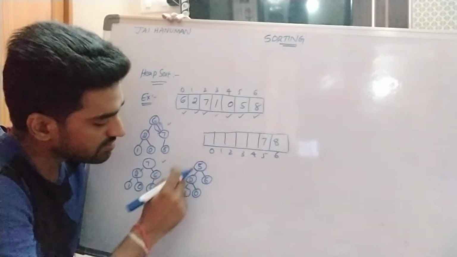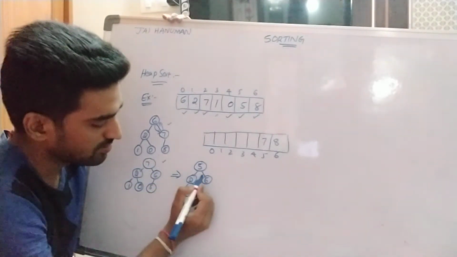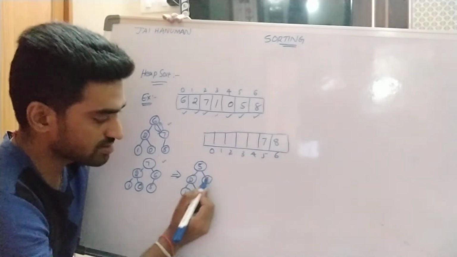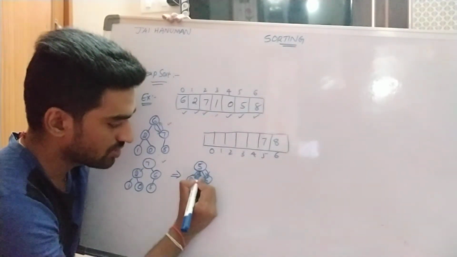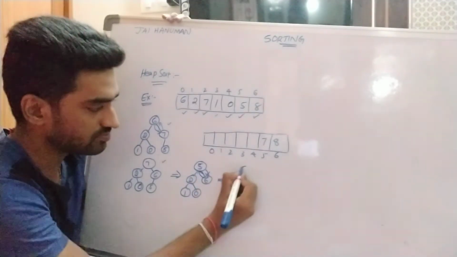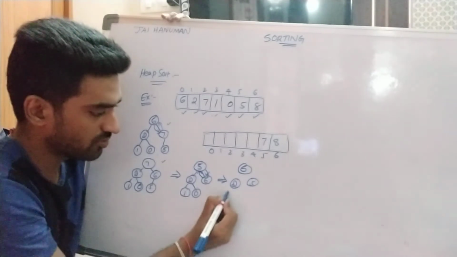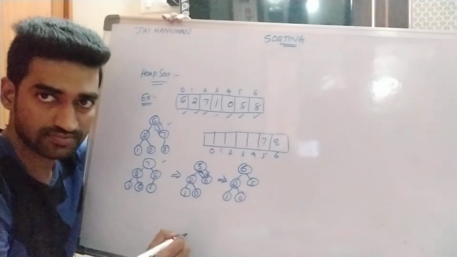Now check whether this tree satisfies the max heap tree property or not. So here what are the children nodes for node 5? 2, 6. So 6 is greater than 5. So that's why we are swapping these two. Now the tree becomes 6, 2, 5, 1, 0. Now this tree satisfies the max heap tree property.